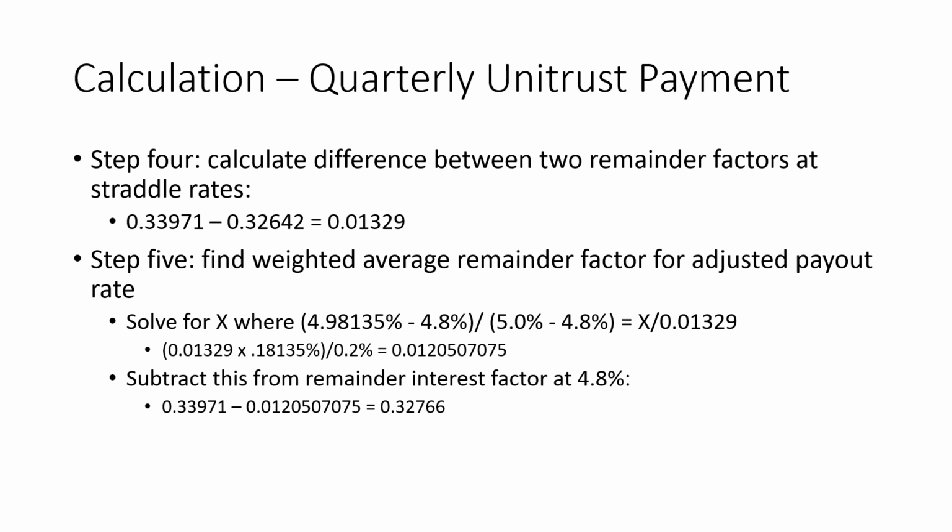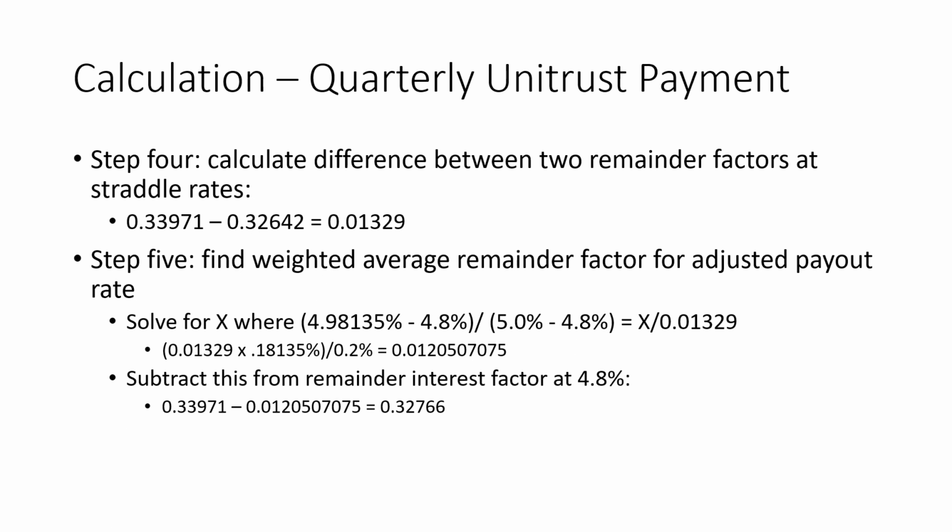And that's going to equal x, the factor we're solving for, over the difference in the two remainder factors, which is 0.01329. So calculating that out, I took it all the way out to the decimal points that my calculator gave me, but usually, at least based on IRS standards, you could take this out just probably 5 decimal points. So if we did that with just 5 decimal points, we'd have 0.01205.